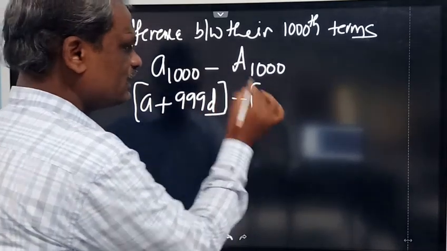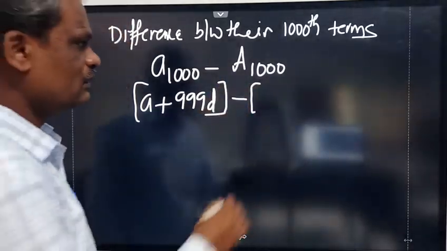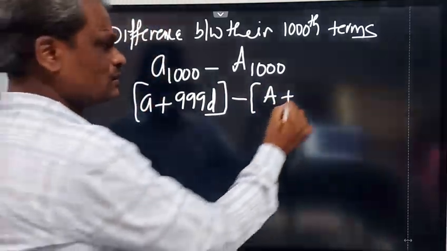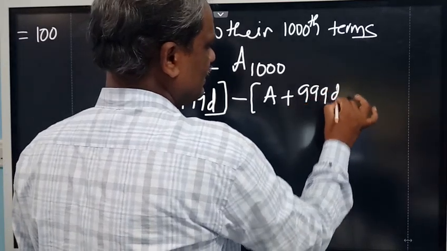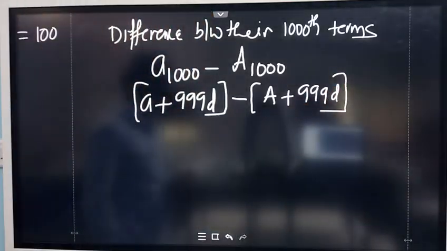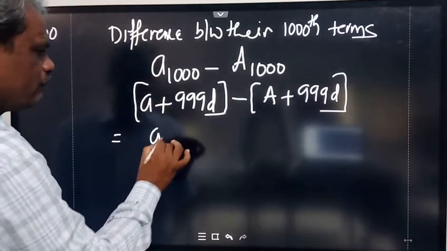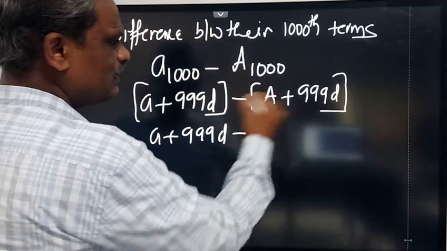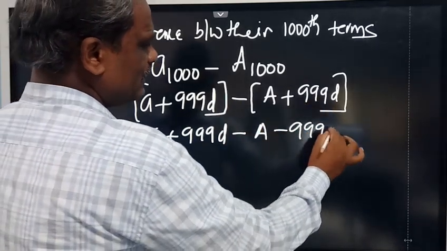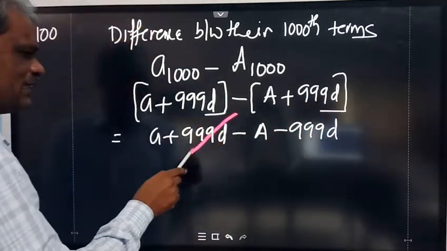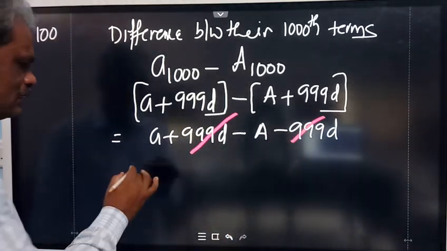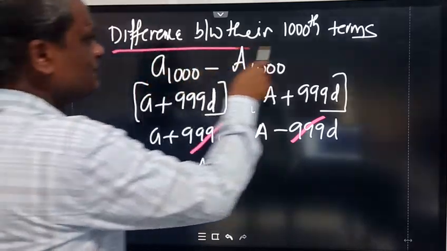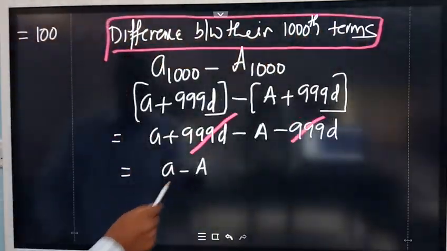Minus, what is the 1000th term of the second AP? A plus 1000 minus 1 into d, that is 999d. So we find the value: a plus 999d, multiply the minus, minus A minus 999d. You see, plus 999d and minus 999d get cancelled. You are getting a minus A itself. So the difference between the 1000th terms is also a minus A.